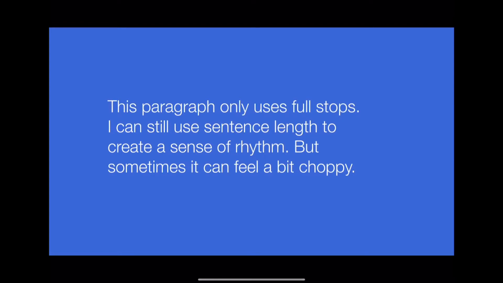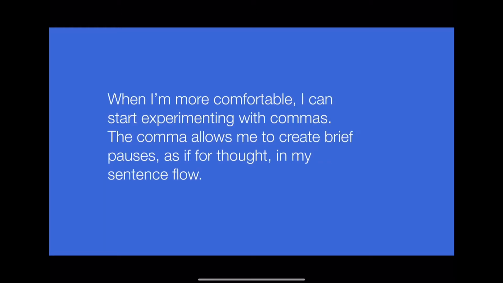This paragraph only uses full stops, and you can use sentence length to create a sense of rhythm so that you're actually varying and making the text more interesting. But sometimes it can feel a little bit choppy if you're only using full stops. When you become more comfortable, start experimenting with commas. The comma allows me to create a brief pause, as if for thought, in my sentence flow.